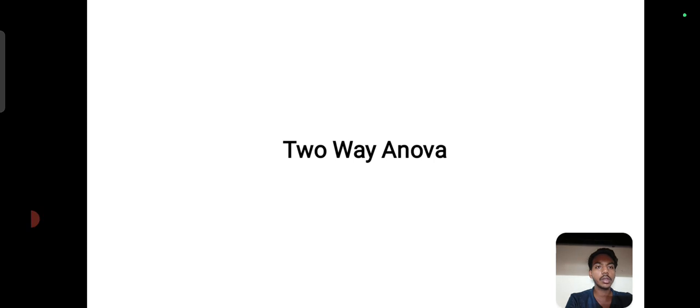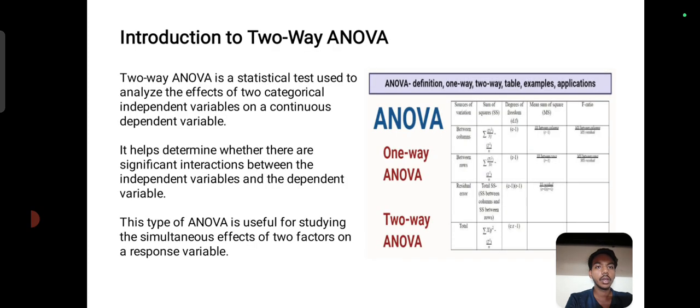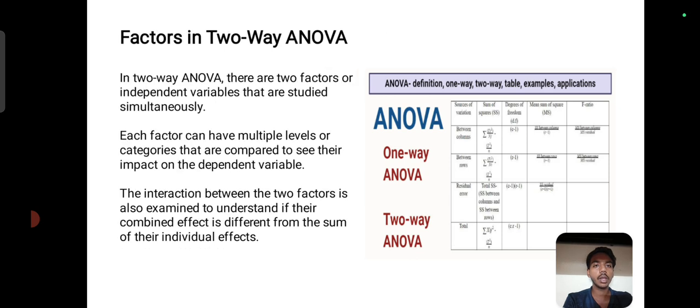Today my topic is Two-Way ANOVA. Introduction to Two-Way ANOVA. Two-Way ANOVA is a statistical test used to analyze the effect of two categorical independent variables on a continuous dependent variable. It helps to determine whether there are significant interactions between the independent variables and the dependent variable. This type of ANOVA is useful for studying the simultaneous effect of two factors on a response variable.